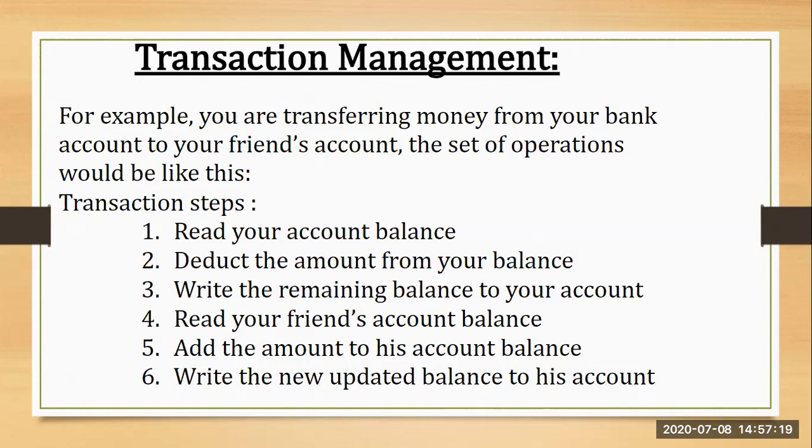As an example, you want to transfer money from your bank account to your friend's account. What set of operations would you perform here? First, you will read your account balance. Second, you will deduct the amount from your balance. If your friend says any amount, that amount will be deducted here. Step number 3, write the remaining balance to your account, which is the balance you see in your account after deduction.